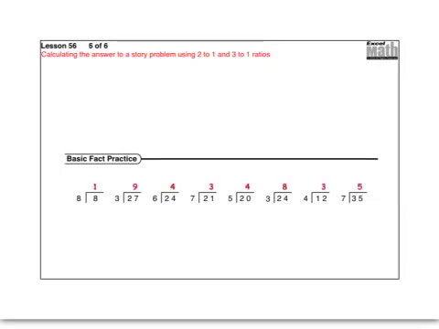Okay, pause the video. The video is going to be ending, but go ahead and pause it so that you can check your work to make sure you have all the answers right. If you have anything wrong, then fix your answers.